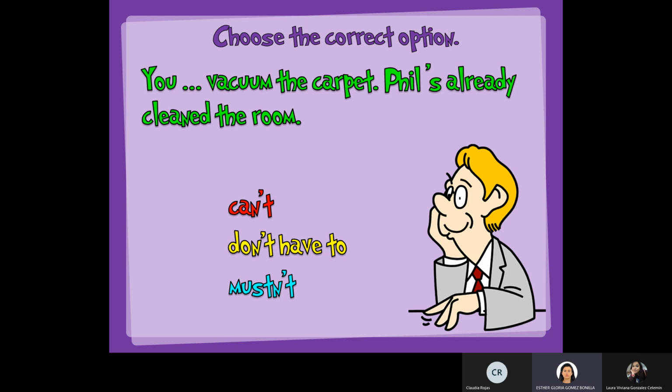You can't, you don't have to, or you mustn't. Vacuum the carpet. Phil's already cleaned the room. Vacuum the carpet means to clean the carpet with a vacuum cleaner. You vacuum the carpet. Phil's already cleaned the room. What do you think is the appropriate modal? You can't, you don't have to, or you mustn't. Vacuum the carpet.